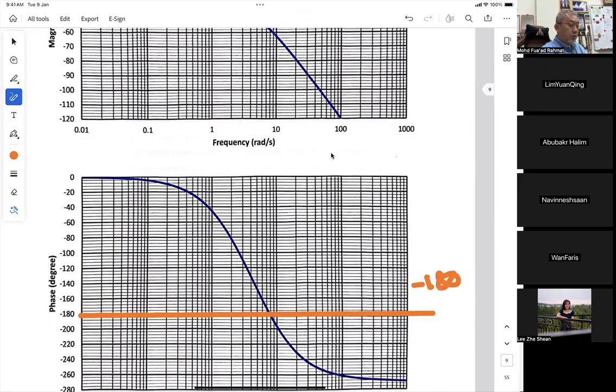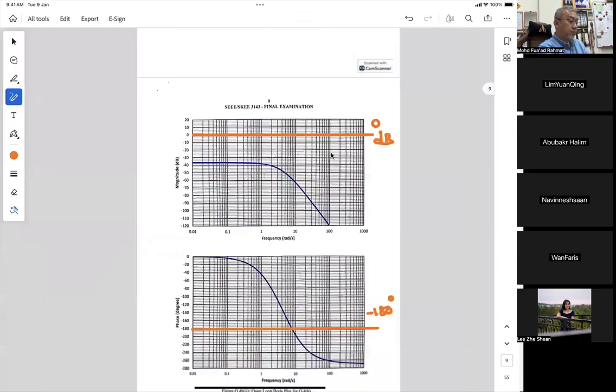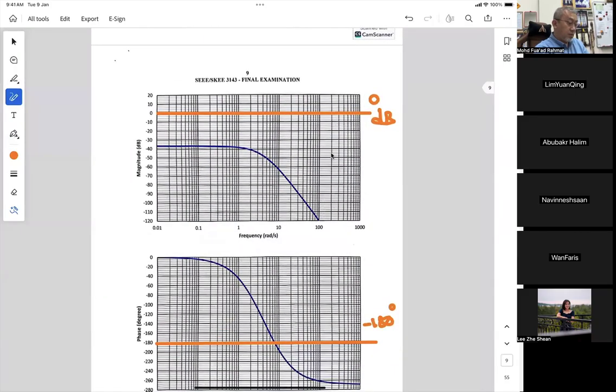Minus 180 degrees line. Okay. So by looking at it, is it stable or not stable? Lee, is it stable or not stable? Stable, because phase margin and gain margin will be positive.